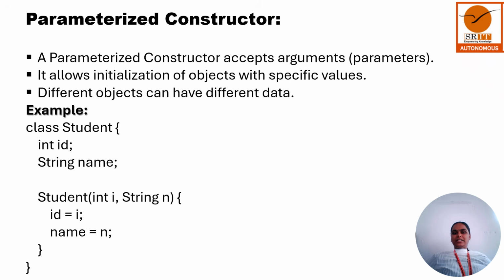Secondly, parameterized constructor. A parameterized constructor accepts arguments. It allows initialization of objects with specific values. Different objects have different data. For example, class Student has int id, String name, and the Student constructor has int i and String n.